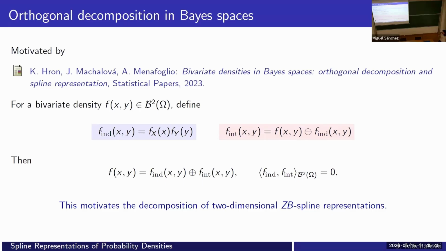We did some decomposition of bivariate densities in the paper from 2024, where we used the previous approach. So it means that we incorporate the zero integral constraint by coefficients. But what is important is that we defined the so-called independent and interactive parts of densities, which are orthogonal. And we are also able to define marginals, which form the independent part of the densities. So this motivates us to find the decomposition by using ZB splines representation.